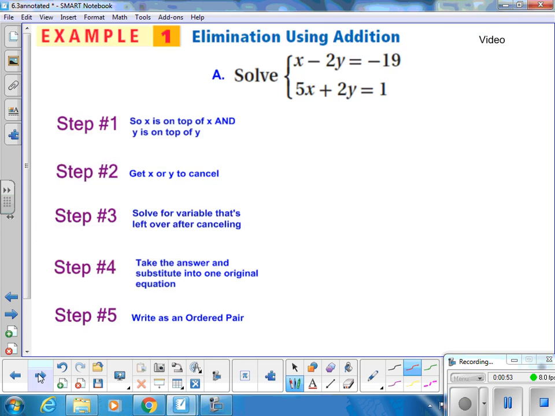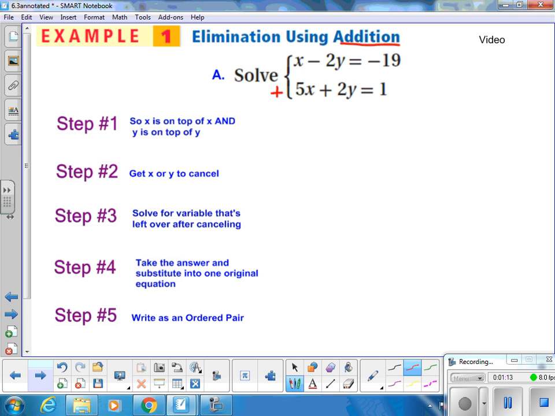I want to talk about aligning your variables here. So if you notice, the x's are aligned, stacked on top of each other, and so are the y's. And what's left? So that's the part about aligning, and that's step one in this whole particular thing. All right, so our goal here is to do some canceling using addition.